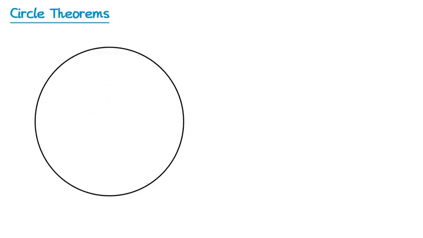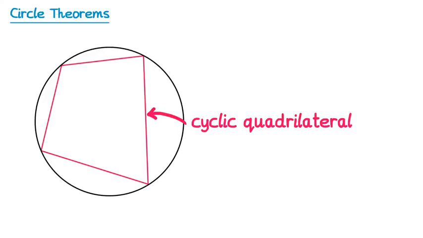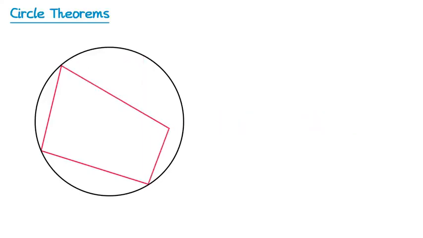For the next theorem, we need to learn some more terminology. If you draw a quadrilateral where all four of the sides touch the circumference of the circle, this is known as a cyclic quadrilateral. Now it's only true if all four of the corners of the shape are on the circumference. For example, this shape here is not a cyclic quadrilateral because this corner here isn't on the circumference of the circle. So let's return to our original one. This is a cyclic quadrilateral.